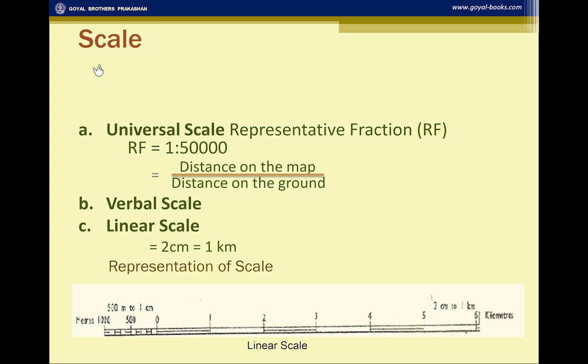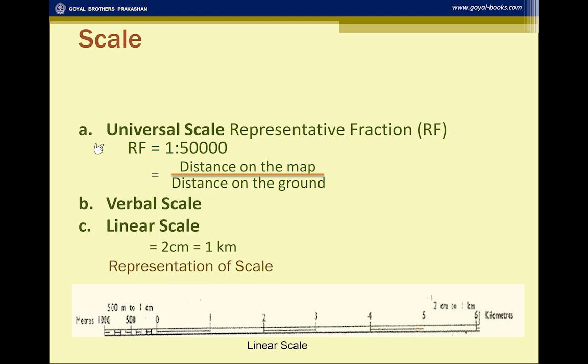Now we come to the scale. Scale is very important to measure the distances or calculate the area. The universal scale is the representative fraction which is given at the end of each of the survey sheets. 1:50,000. That means the distance on the map upon the distance on the ground. Now, this means 1 centimeter on the map represents 50,000 centimeters on the ground. This is called universal scale because it is universally accepted.